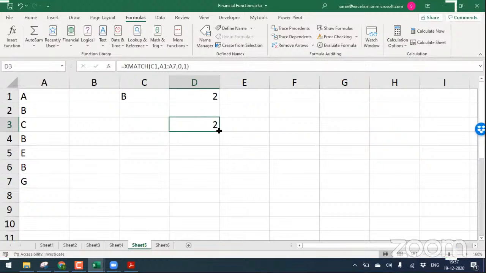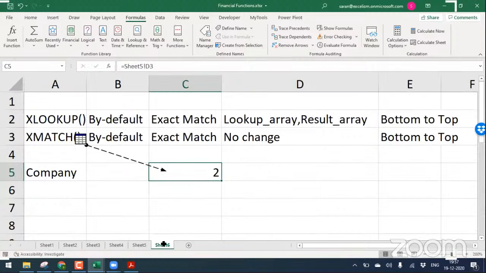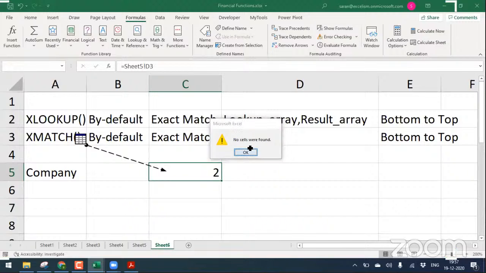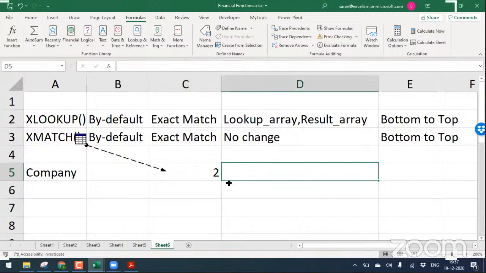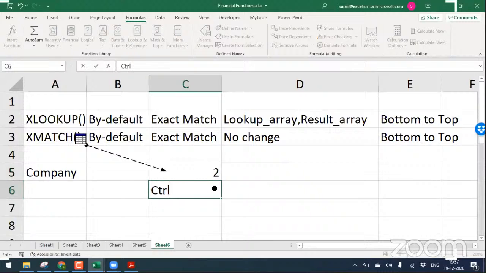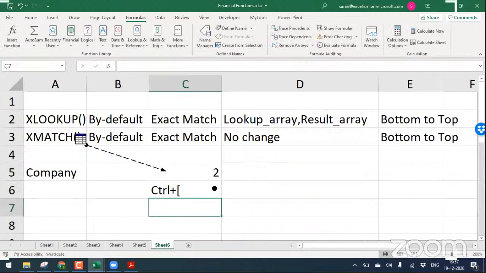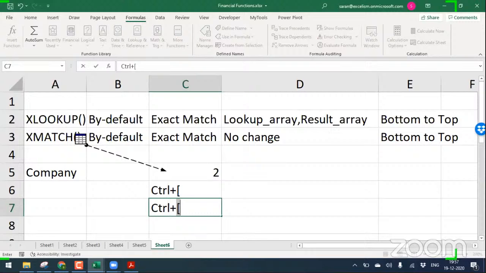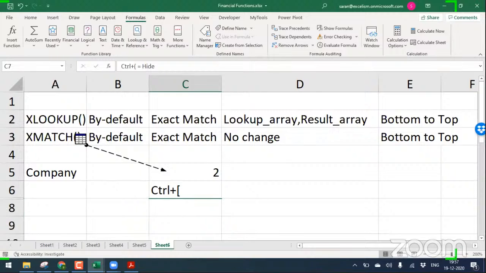No, it's not Control Shift open bracket. It must be Control open bracket. It's not the curly bracket. See, it is Control plus open bracket. But if you use Control plus open bracket, this is a hide actually. So let me use Control open bracket. It has hidden.